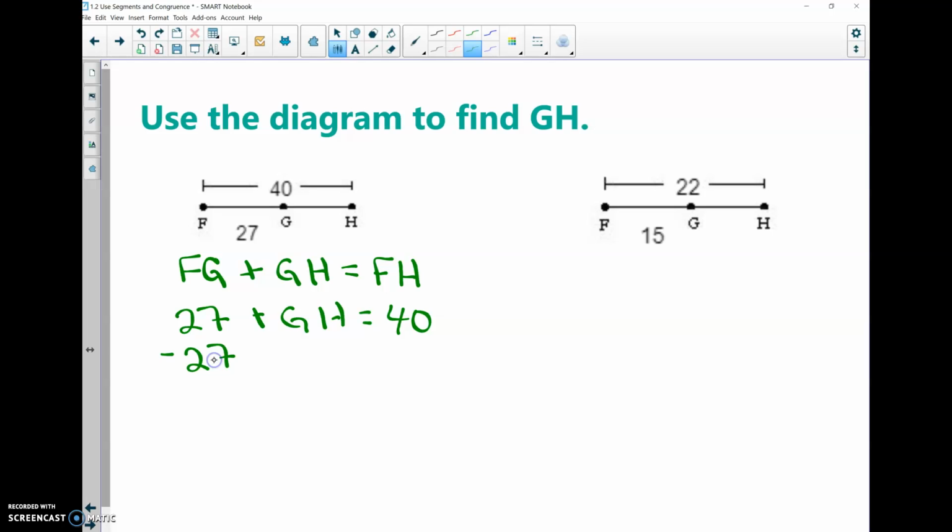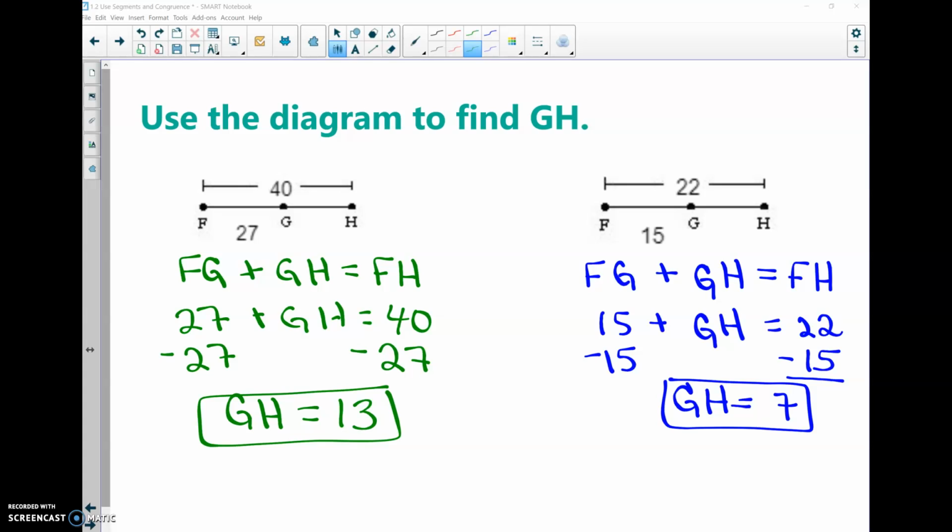Subtracting 27 on both sides, that means the length of GH is 13. Go ahead and use that as a guide to help you with the problem on the right. Using the left-hand side as a guide, make sure that you are writing this equation here first as your guide. That is from the segment addition postulate, and then you fill in the information given in your figure. So FG is 15, FH is 22, solving that for GH is 7.